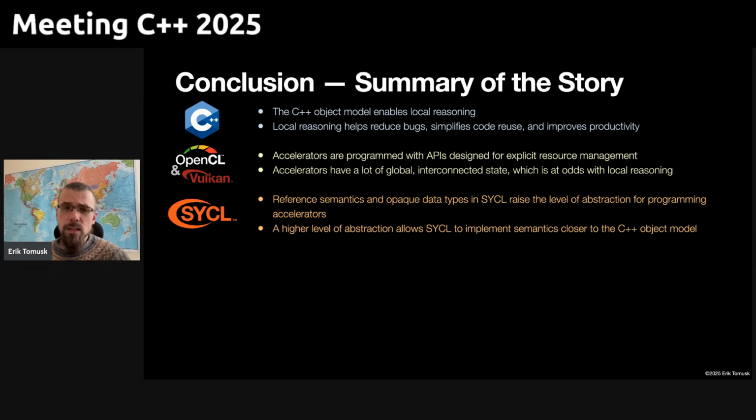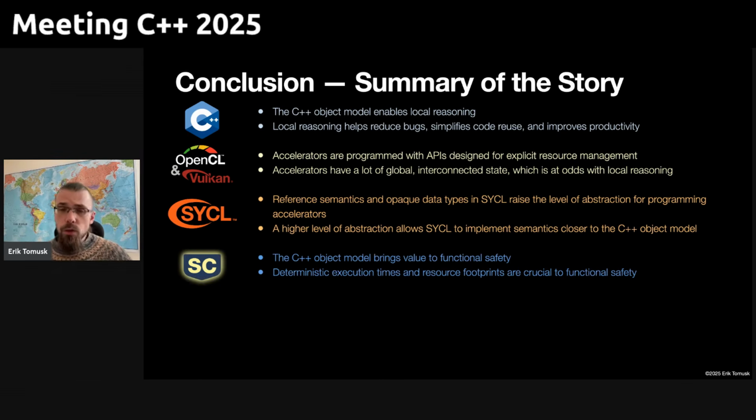SYCL has these ideas of reference semantics and opaque data types, which essentially raise the level of abstraction for programming accelerators. And this higher level of abstraction brings accelerator programming closer to the C++ object model. Functional safety is interested in the C++ object model because local reasoning has a lot of value to safety and correctness. But functional safety also cares about deterministic execution times and deterministic resource footprints.